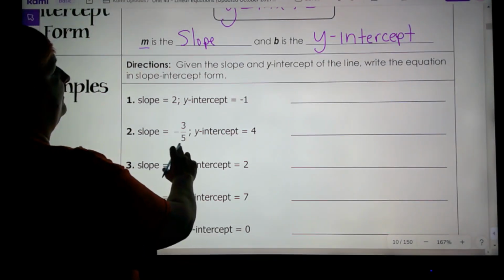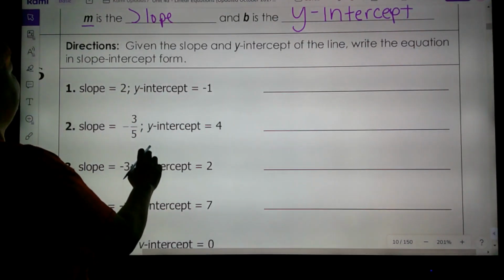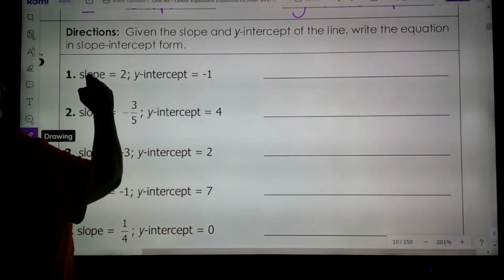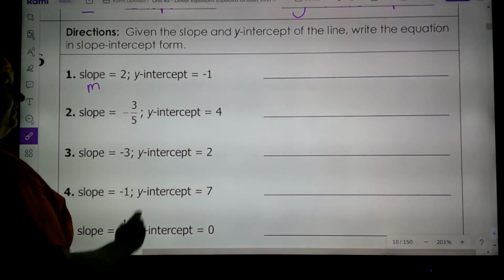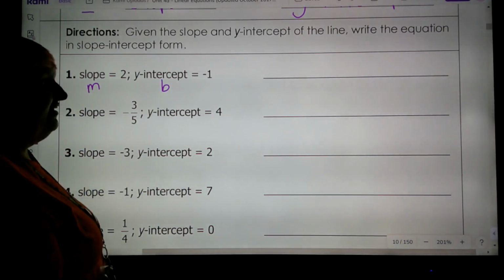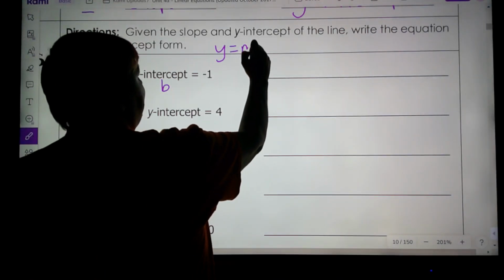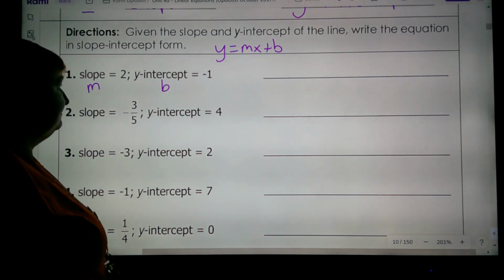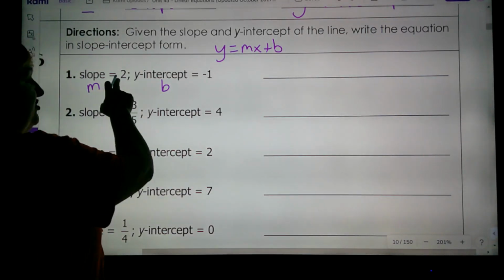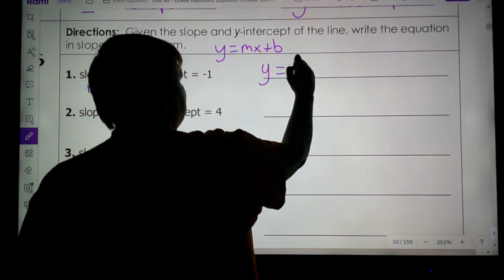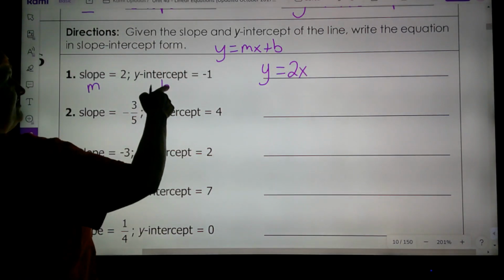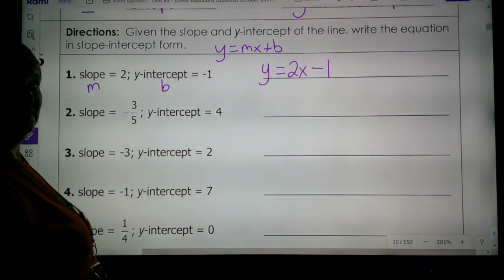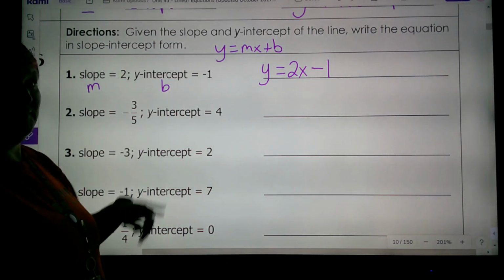Given the slope and y-intercept of the line, write the equation in slope-intercept form. So it wants you to take the given information. Your slope is your m. Your y-intercept is your b. And it wants you to put it in y equals mx plus b form. All you have to do is input the information. Your m is 2, so it's going to be y equals 2x. And your y-intercept, your b, is -1. That's literally all you have to do. Take the information, plug it into the formula.